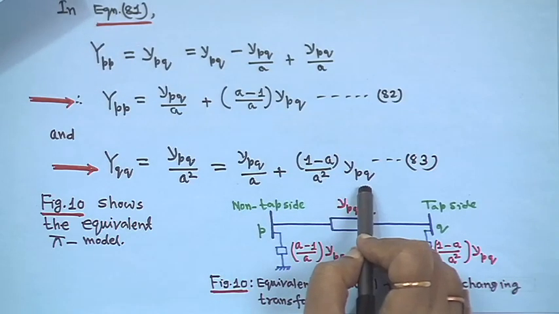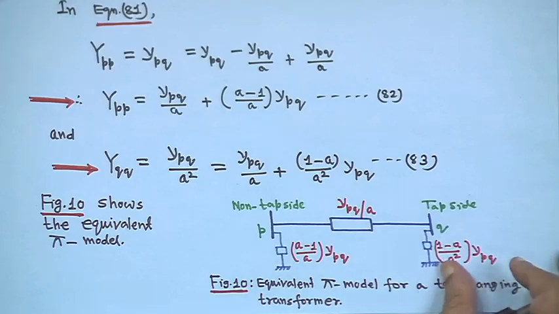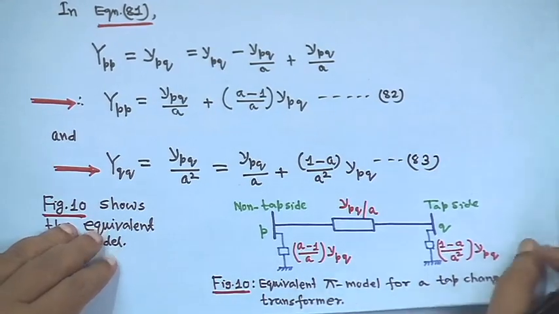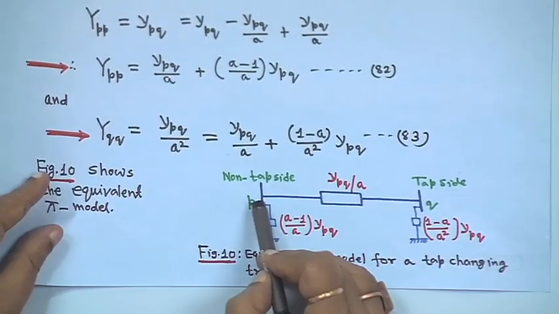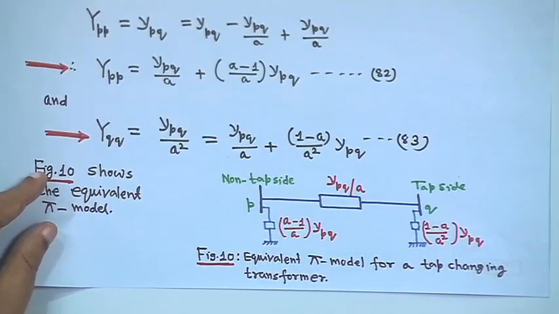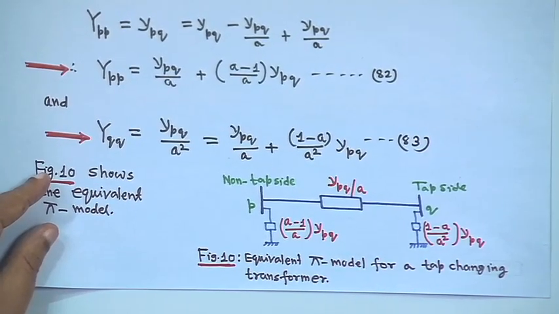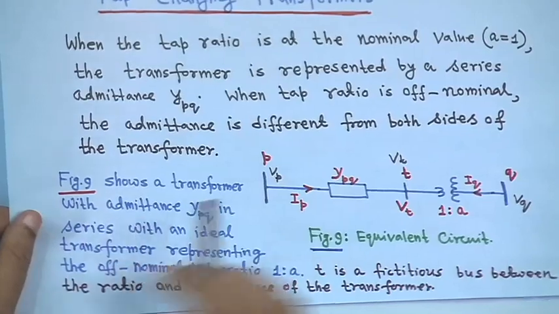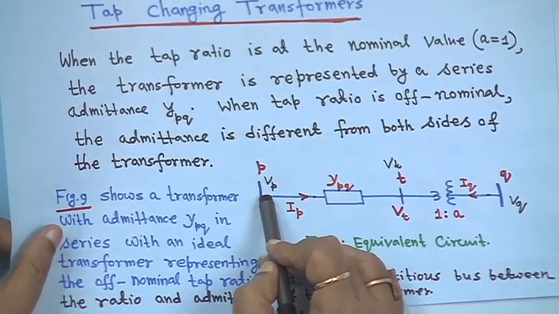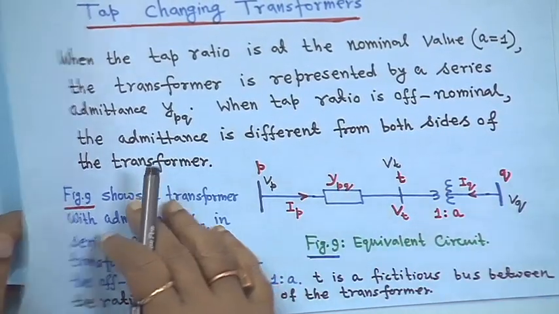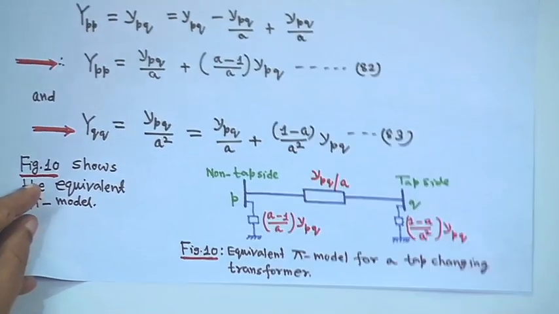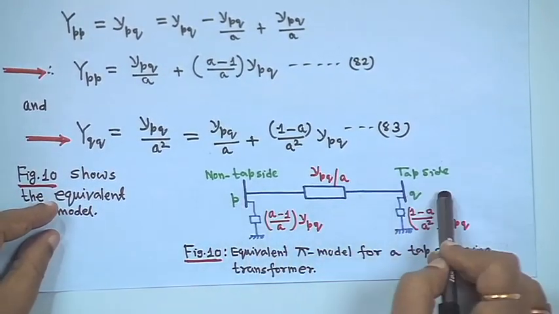If you look at it like this, then you can represent the transformer such that this P side is the non-tap side, and the Q side is the tap side. This is the non-tap side, the P, and Q is the tap side.